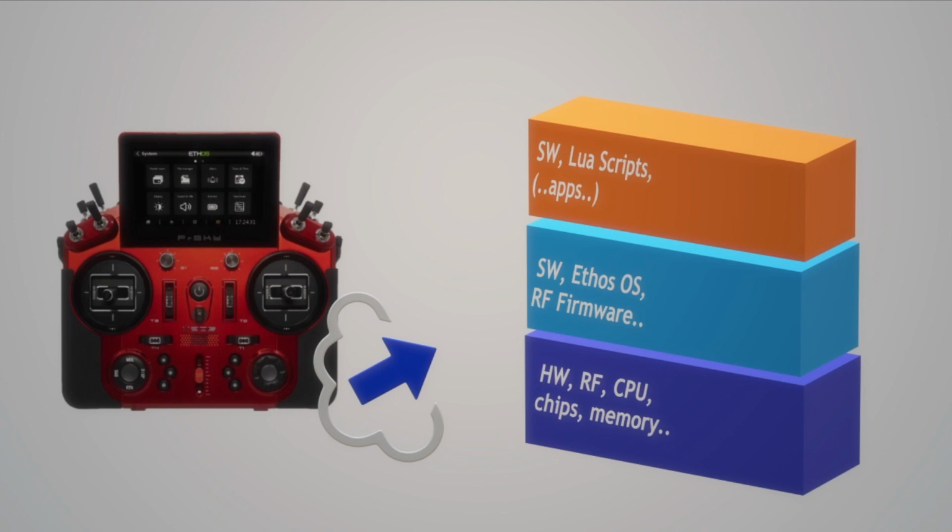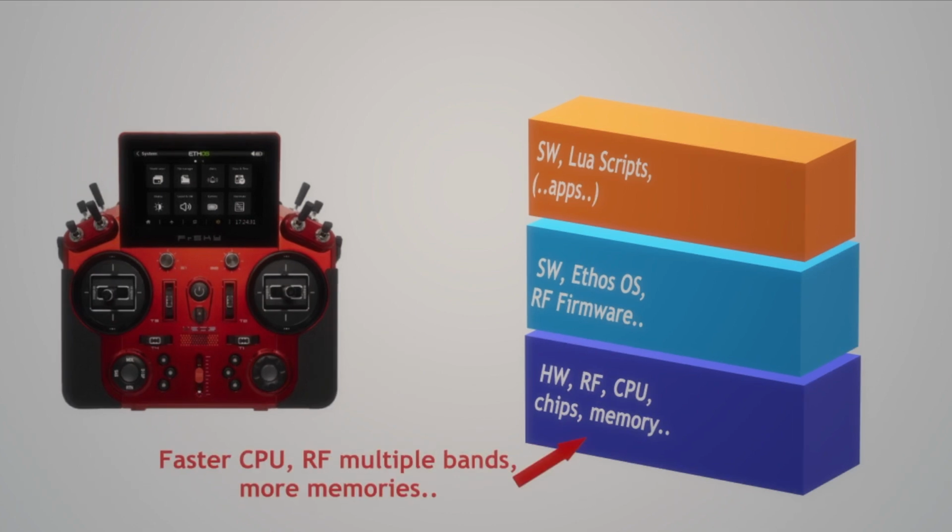So by now, you can see our radio control transmitter is nothing short of similar to an advanced computer device, similar to an iPhone or an Android phone, where in detail you can see the hardware layer is built on a faster CPU, advanced RF for controlling multiple band frequencies, more memory to store your plane data, sounds, and so on.